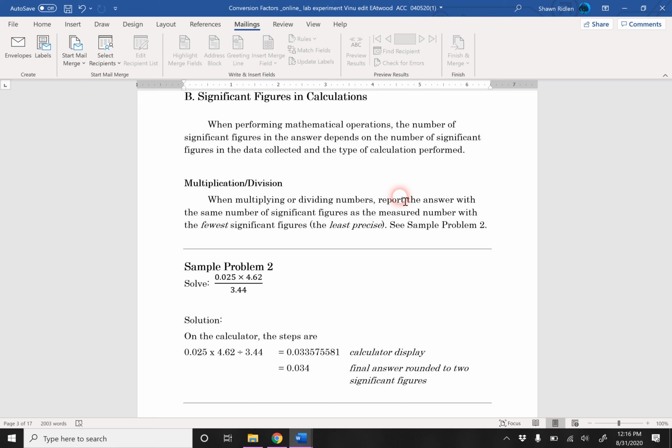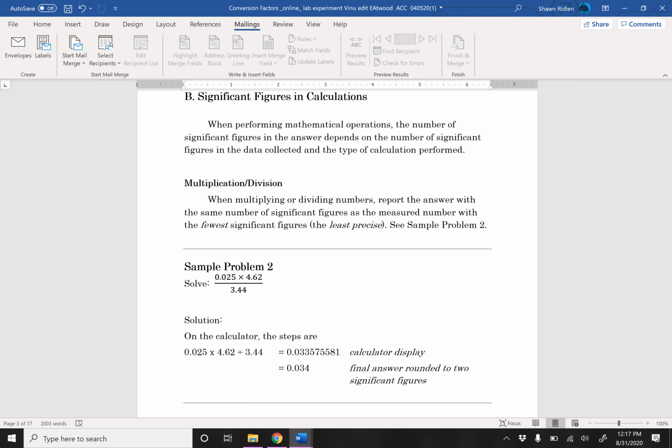Okay, the next part, part B. This has to do with sig figs and calculations. Hopefully you watched the other video about each operation, but I'll go over it quickly here with you again. If I have multiplication and division, I will always keep the fewest amount of sig figs. What I mean by that, if 3.44 and 4.62 both have 3 sig figs, 0.025 only has 2 sig figs, that means in my final answer, I will only want to keep 2 sig figs. That's true for multiplication and division.